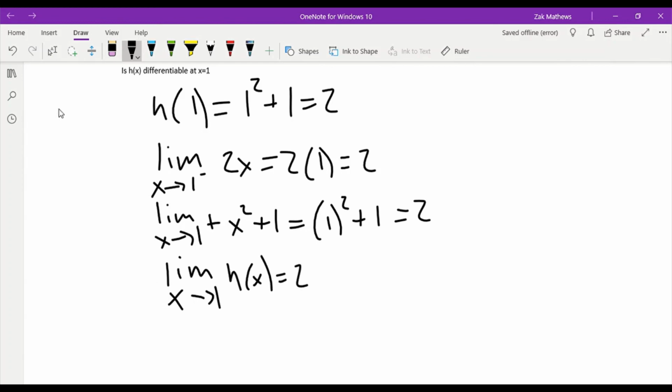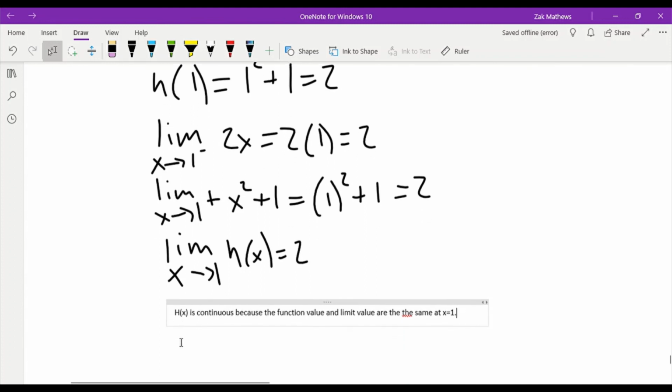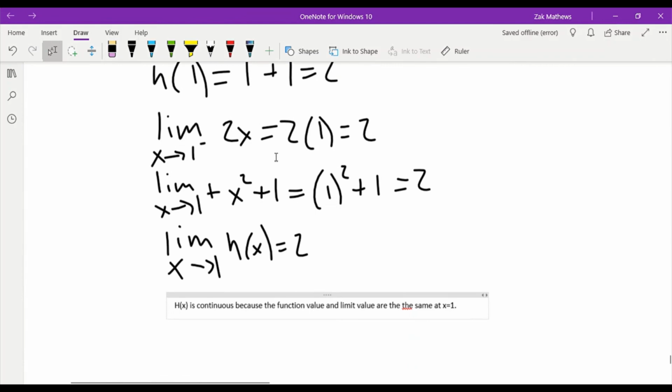So now we can make the statement h of x is continuous because the function value and limit value are the same at x equals 1, which obviously implies they both exist. So next we need to find those derivatives of both of these.